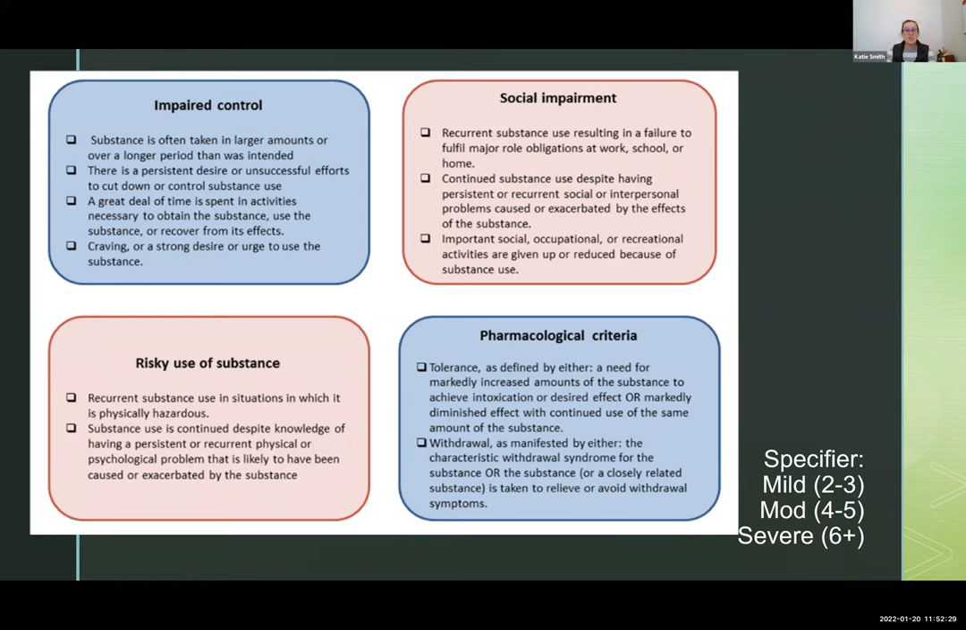has its own diagnosis. So they all have the same criteria. So we need to know for every substance, what impaired control looks like, what social impairment looks like, risky use of substance, and pharmacological criteria. So we are looking at all of those. And for all of those, if somebody has 2 to 3 boxes checked, then they would have alcohol use disorder, mild. If we checked 4 to 6 of those boxes, then it would be moderate. Opioid use disorder, moderate. If somebody had six or more of those, we would be looking at amphetamine use disorder, methamphetamine type, severe, right? Six or more of those. So that is what we're looking at. So those are the criteria for all of the diagnoses for substance use disorders.